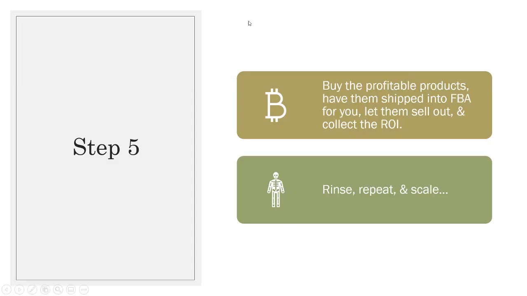So step 5 then becomes buy the profitable products, right? It's really simple. Once you identify them, simply buy them, make an order for them, have them shipped into FBA for you. Now, there's many ways to do it. Some people, and I do this every once in a while, like to order them to their house or their location first, or their warehouse if you're already scaled up a little bit, to inspect them.